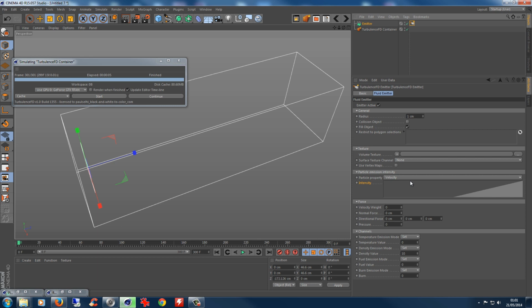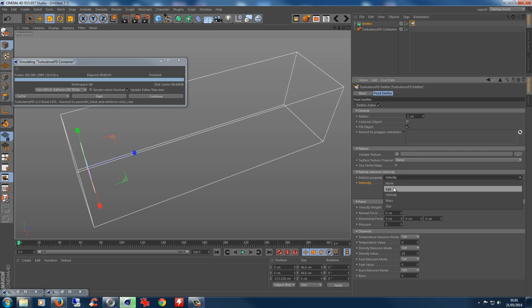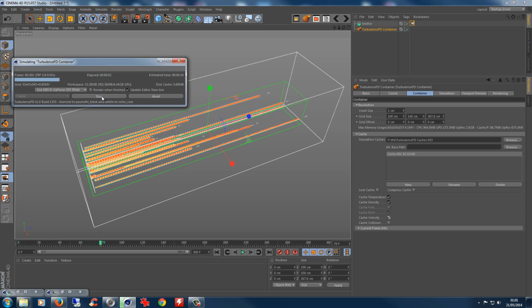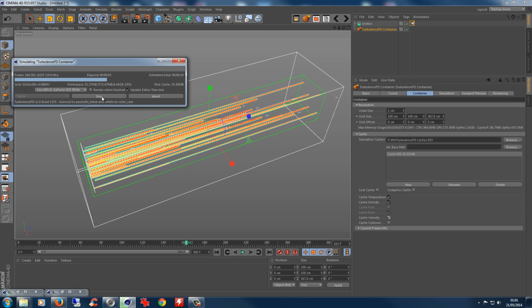Or likewise, if it was fire, while they're flying through the air, you probably wouldn't want too much flame coming out of them, but as they hit the ground and settle, then you'd want the burn and the flame to come on, and you could affect that with, say, fuel, and base it on velocity. Again, you've got velocity, mass, size, and what have you, so experiment to your heart's content with all of those. Again, I'm not sure if you need to cache velocity for that. Let's just see what happens if we cache velocity, whether we get anything particularly different. It's difficult to tell until you actually do a render.